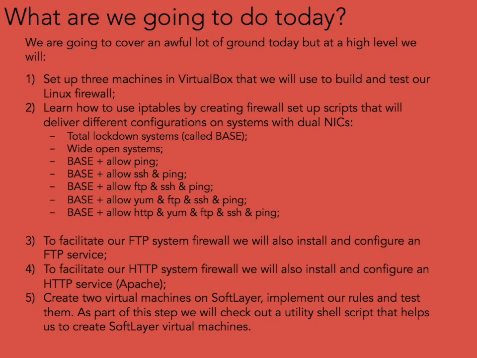Well, we're going to cover an awful lot of ground. We really are. So we're going to set up three machines in VirtualBox that we'll use to test our Linux firewall. We're going to set one up as a server and two as clients. This will give us a range of IP addresses to play with. We're going to set those up, I'll show you on the next slide, with specific IP address ranges.